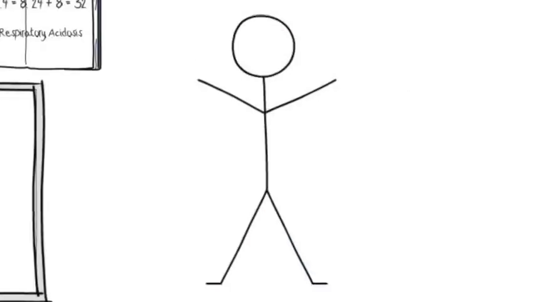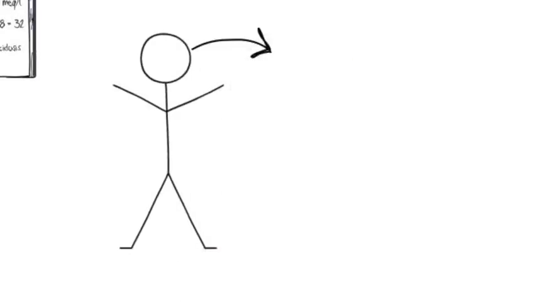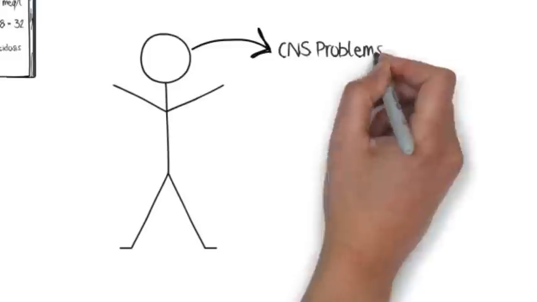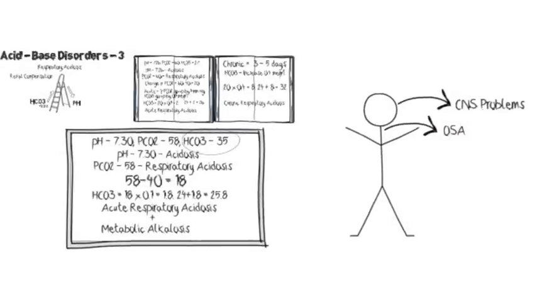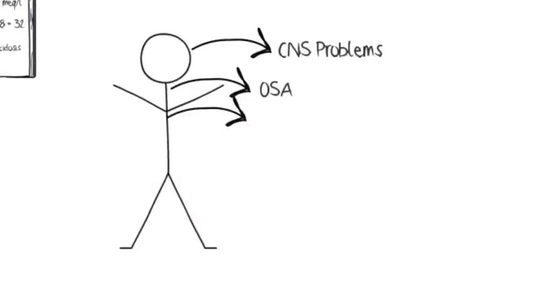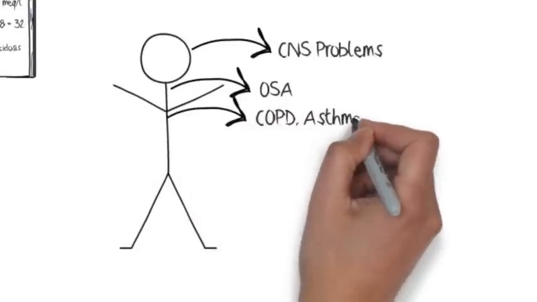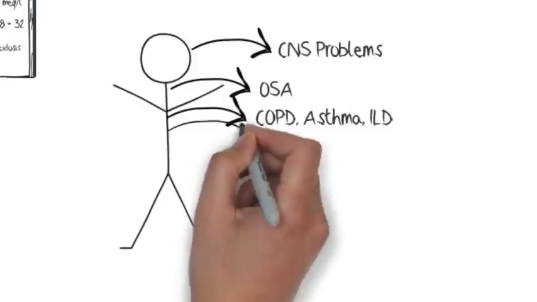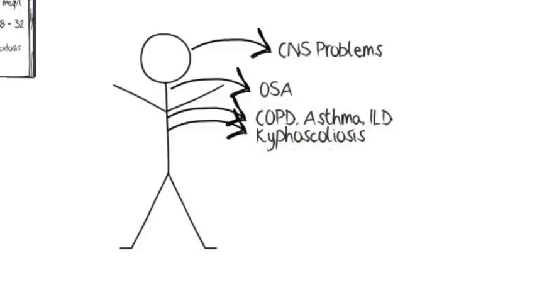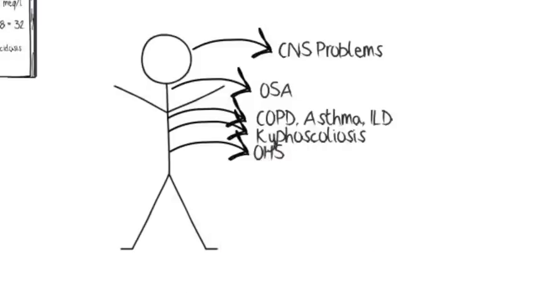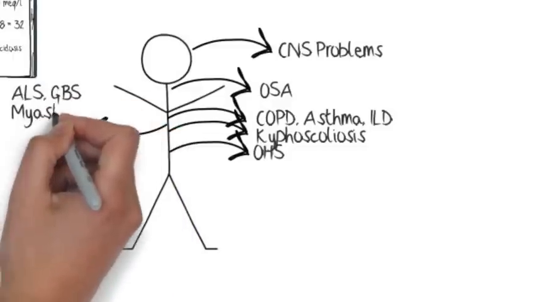So now the question is, what causes respiratory acidosis? CNS depressant medications, encephalitis, and brainstem disease are the CNS problems which can cause respiratory acidosis. Obstructive sleep apnea and lung disorders as shown. Chest wall disorder, kyphoscoliosis. It should be severe to give respiratory acidosis. Obesity hypoventilation syndrome, and also neuromuscular disorders as shown.